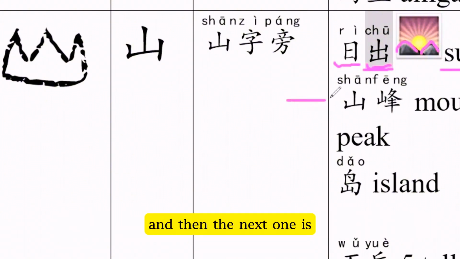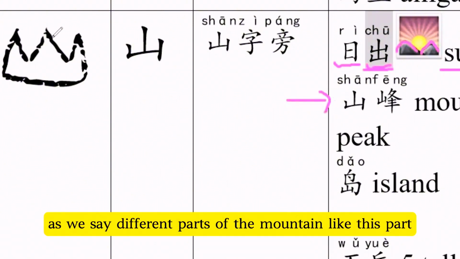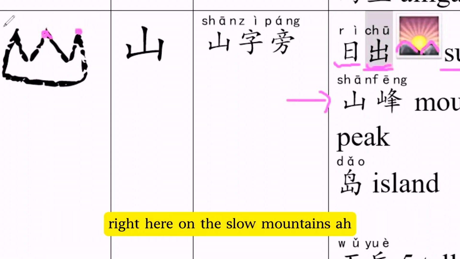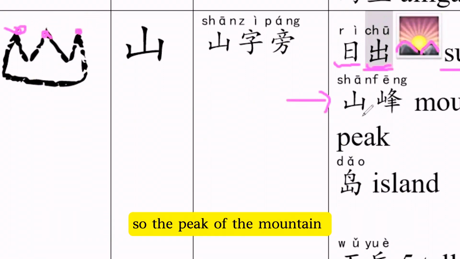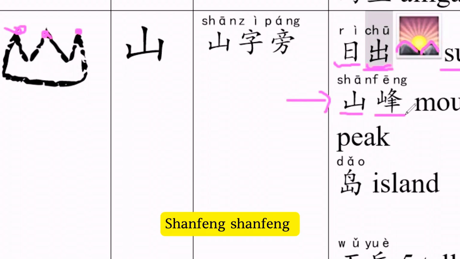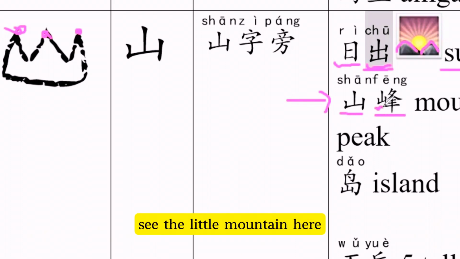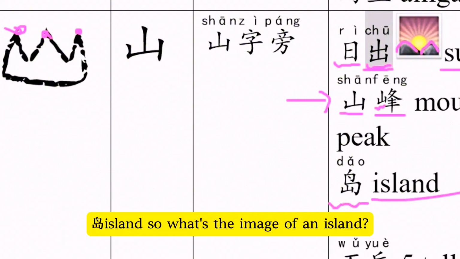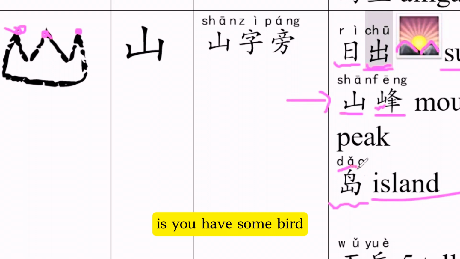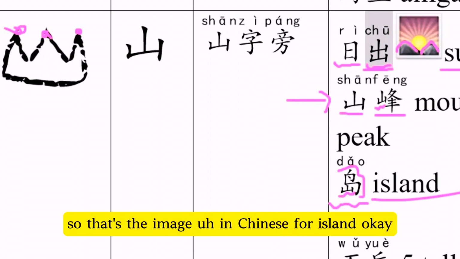And then the next one is, as we say, different parts of the mountain, like this part right here on the slope. The peak of the mountain, 山峰. You see the little mountain here? And we also have 岛, island. So what's the image of island? You have some bird over a mountain or hill, right? So that's the image in Chinese for island.